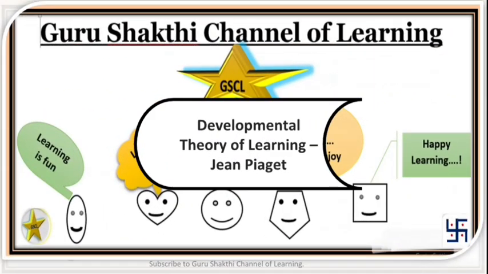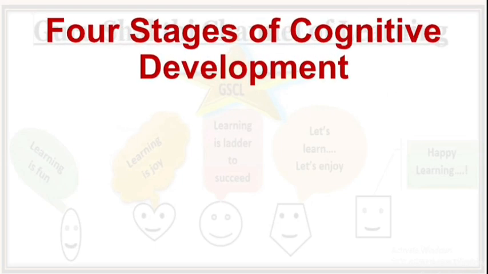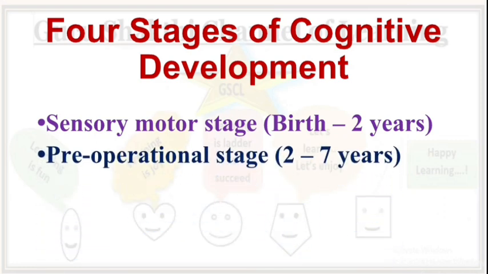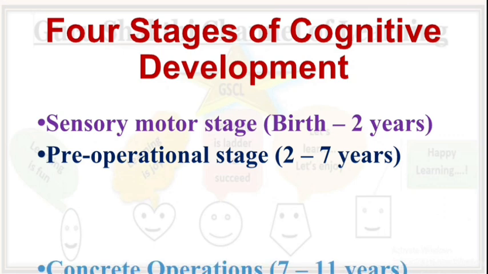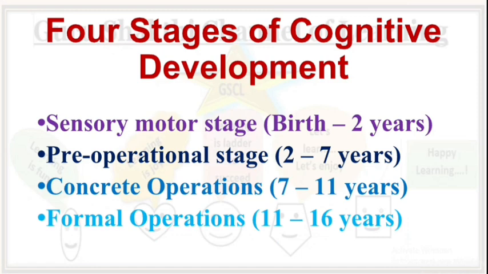Developmental Theory of Learning by Jean Piaget. These are the 4 stages in this theory: sensory motor stage, pre-operational stage, concrete operations, formal operations.